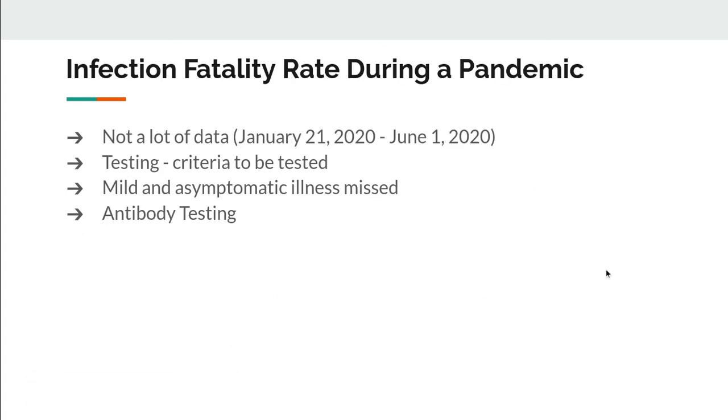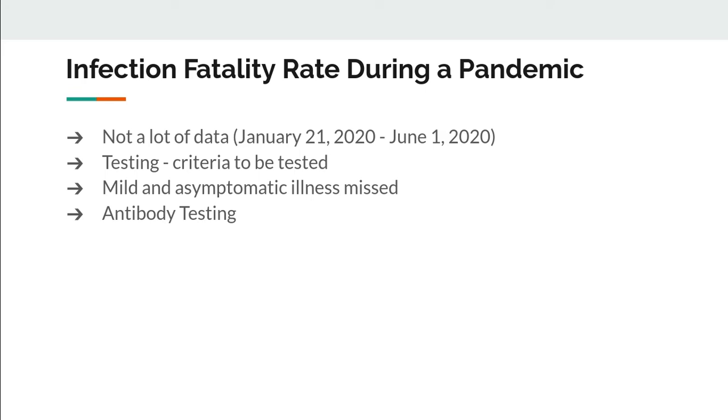So let's talk about infection fatality rate during a pandemic because that's a little bit different. The flu's been around for many years. There's tons of data. They have years and years of data. Whereas for the coronavirus, there hasn't been a lot of data. The data that I'm going to use for the United States goes from January 21st, 2020 to June 1st, 2020. So that's not a lot of data when you're looking at things and trying to find patterns.